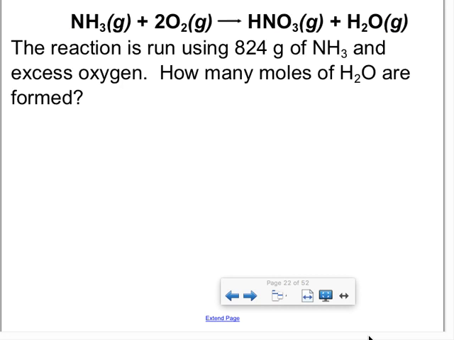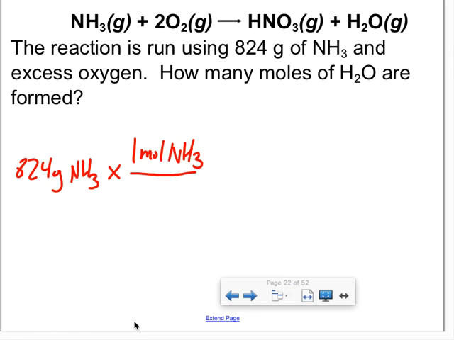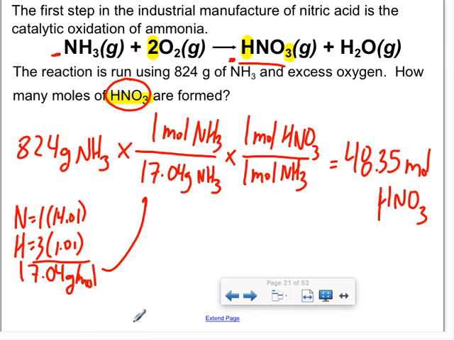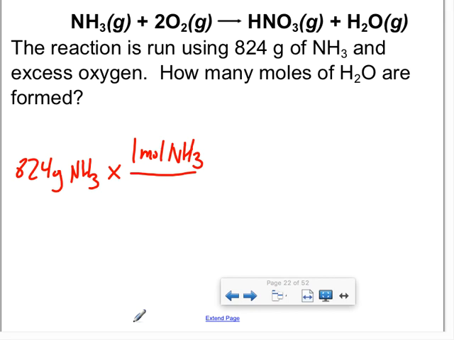Okay, one more equation, still using the same sample problem. This time they want to know how many moles of water are formed. So again, you're going to set it up the same way. Make sure that your chemical equation is balanced. It is in this case. We are given 824 grams of NH3. First step is to figure out the molar mass of NH3 so you can convert it to moles. So if I go back to the previous slide, the molar mass of NH3 was 17.04.